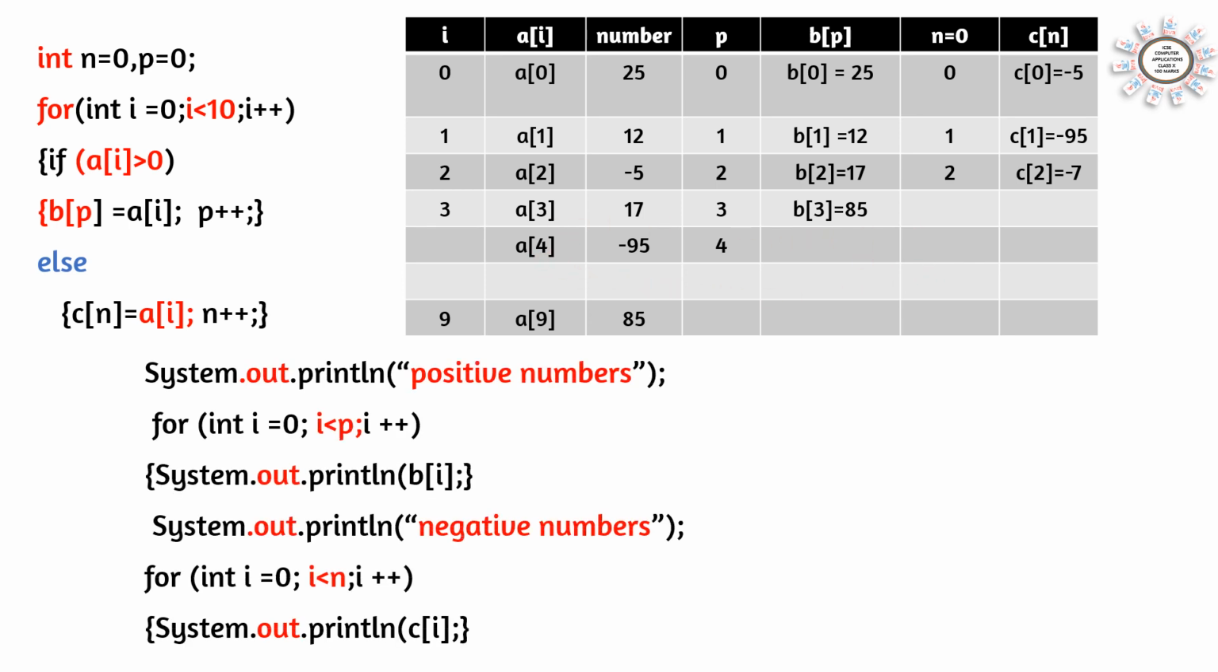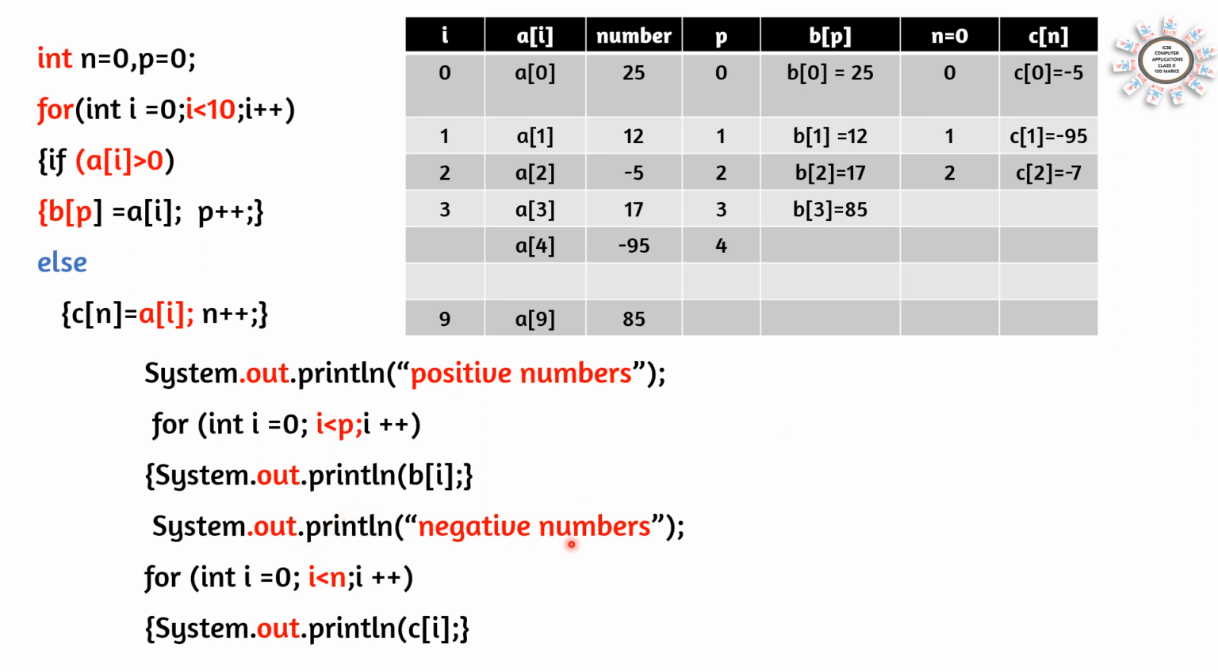After this, we can print it. System out print a positive number, I less than P. Here we can see I is equal to 0, I less than P. P is the last value. That means if the position is still 3, as soon as you store the number, P will increase. So till 4 it will go. But the array is still 3. So I less than P, I plus plus, and System.out.println B of I.